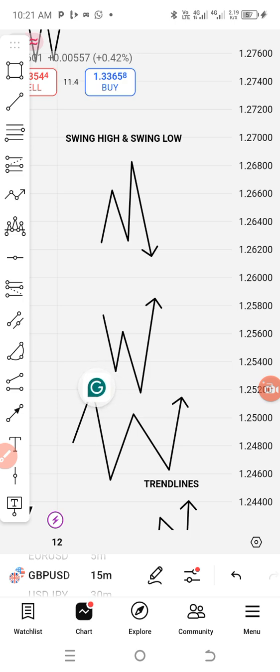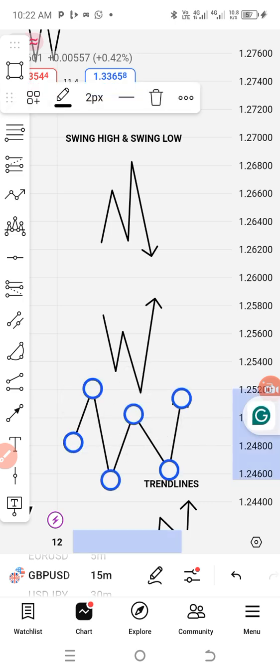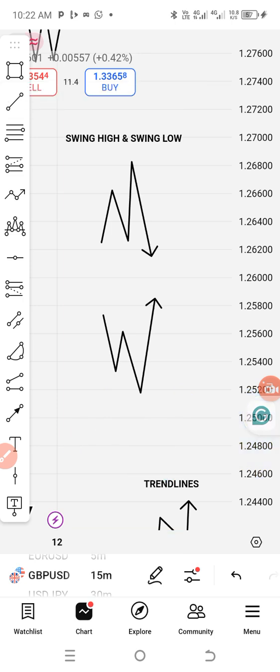Why is it liquidity? Because some people have placed stop losses at this level, or some people have placed sell limit orders or buy limit orders at this level. The same thing at this level, and this level. So at every swing, there is what? There is a liquidity line at that level. That is swing high and swing low. There's liquidity here, here, and here.